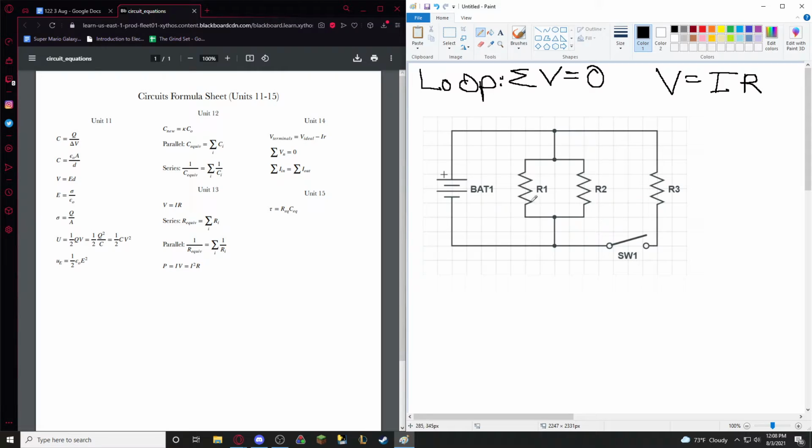So if we're losing voltage going across a resistor, why is this loop, if we start here and go around like this, total zero if there's no battery, so we're not gaining any voltage, but we're going across two resistors? How is this loop zero?